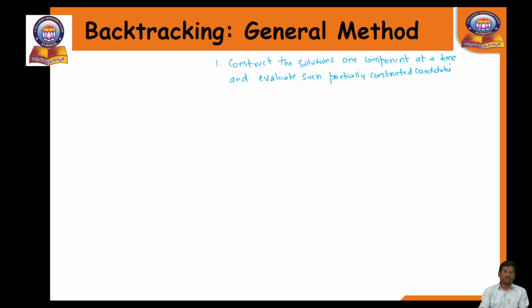So here backtracking is a general algorithm for solving some computational problems, most notably constraint satisfaction problems, that incrementally builds candidates to the solutions and abandons a candidate, that is backtracks, as soon as it determines that the candidate cannot be completed to a reasonable solution.